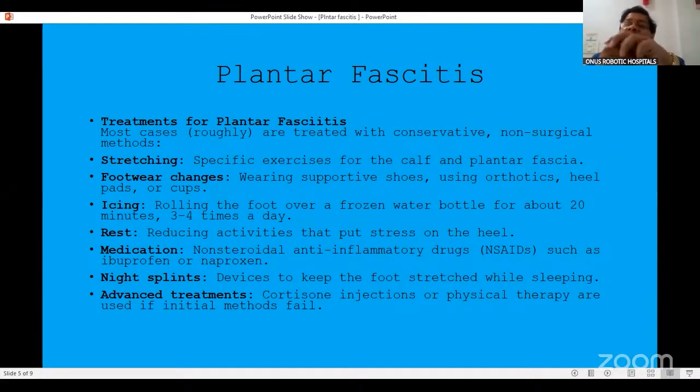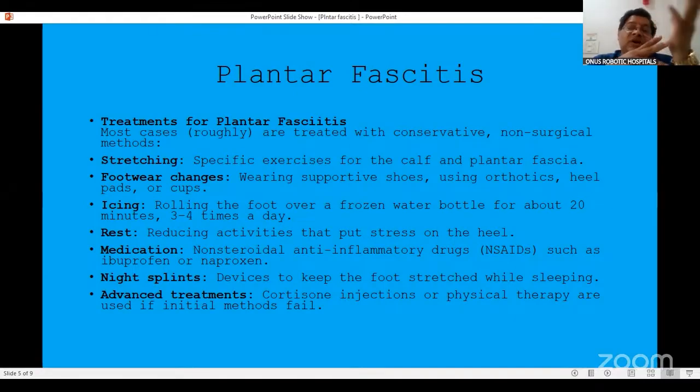Many people think that this spur is the one which is causing the pain, because a spur is a beak-like thing which is present at the bottom of the heel. Many people think this spur is the main cause, but the spur has no role in plantar fasciitis. Why do many people have a spur then, when there is no role for it?